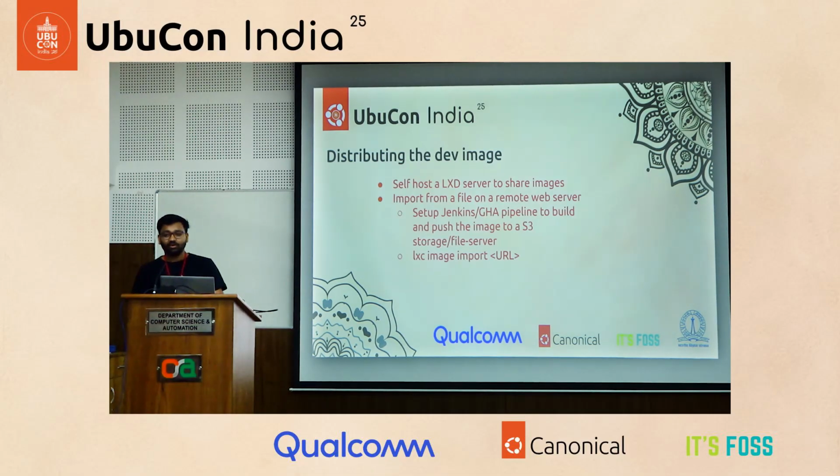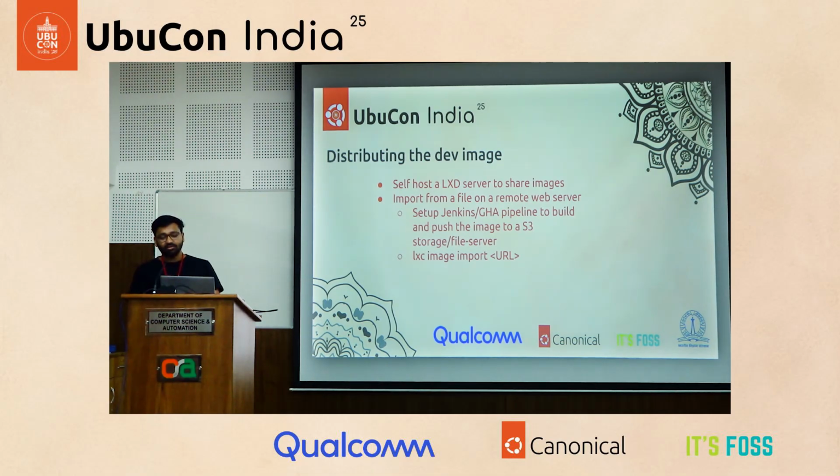Fortunately, LXD also comes with an image server installed by default. So when you do a snap install LXD, it also comes with the image server. There are a bunch of ways in which you can distribute the image. The one that I like is, if you have a self-hosted lab, install LXD on it and just use it as an image server. You can configure your local LXD server to pull images from the remote LXD server.